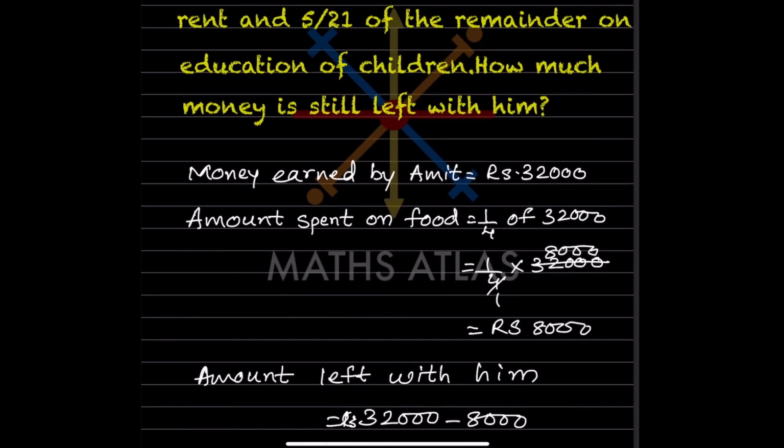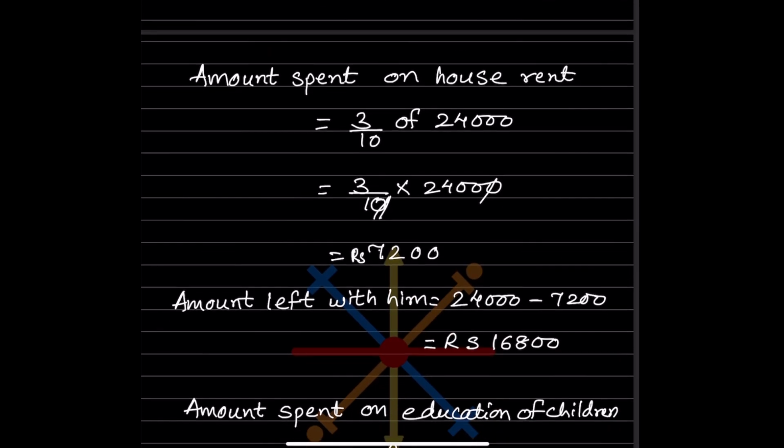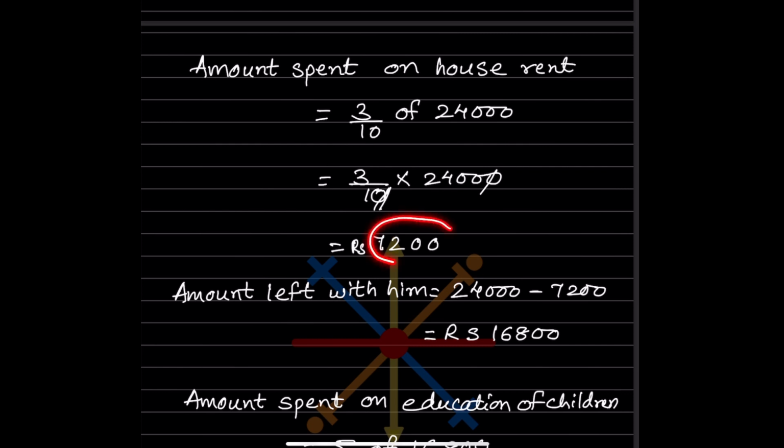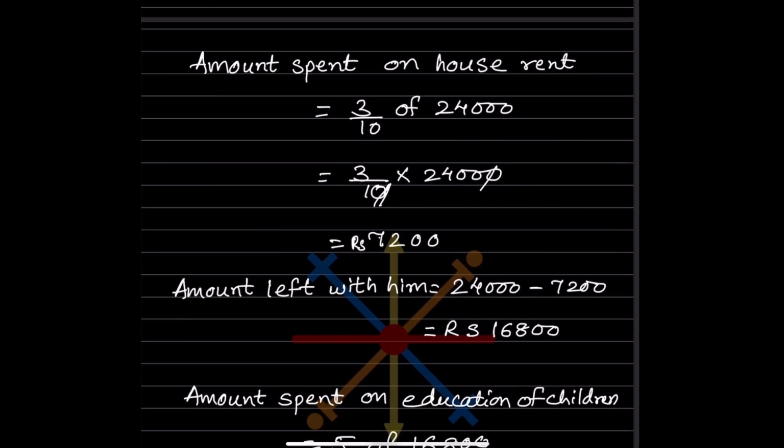Now what did they say in this third one? That 5/21 of the remainder, again from the remainder from this one. So 7,200 is left from where? From 24,000, because this was left with him. From that again 7,200 is gone. See here, this step, both the steps. You don't have to consider that 32,000 now. So 24,000 minus 7,200, that is now 16,800.